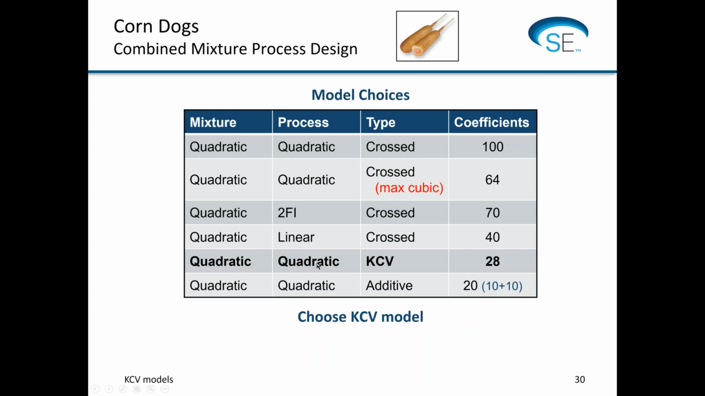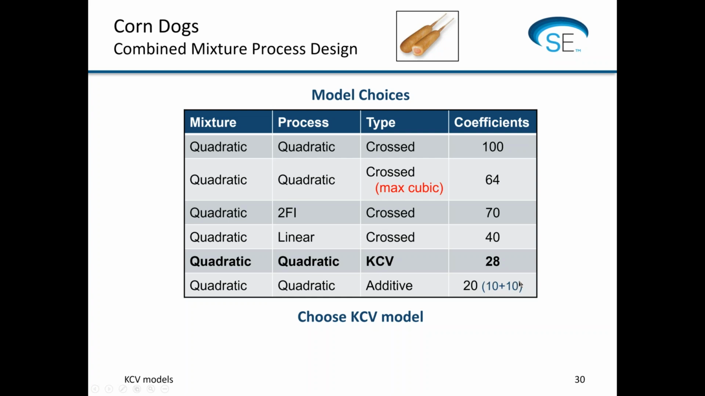Then you can go the quadratic by the quadratic and use the KCV where we cross the linear terms, and then we add in the second order terms for the mixture and the second order terms for the process. And we get a model of 28 coefficients. That is quite a bit fewer than any of the other choices, and it's not that many more than if we just did an additive model, okay?